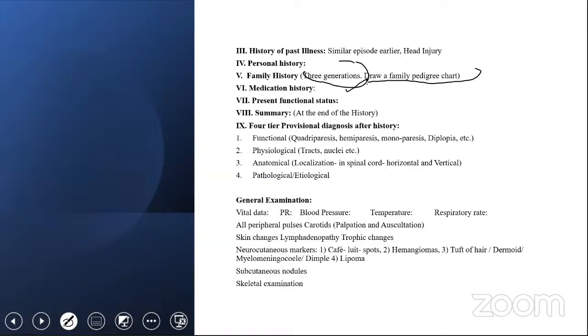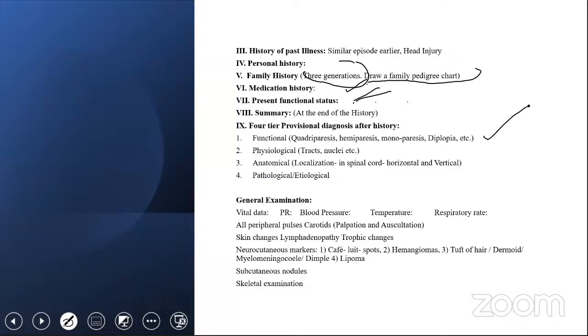Then you give medication history, then the present functional status: whether he's ambulant, bedridden, or ambulant with support, and whether he's got a waddling gait or what type of high stepping gait, and you write what the functional status is. Then at the end of the history, you should summarize the case and give your four-tier diagnosis.